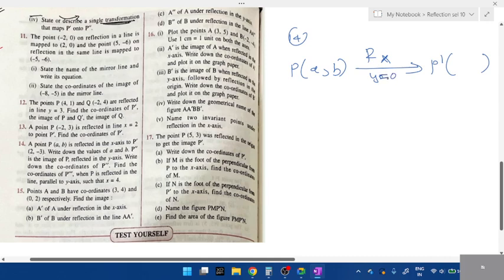Yes. No, no. Correct. If y is 0, which value is changing? Y value, right? A minus B is the answer. Next. Write down the values of A and B.